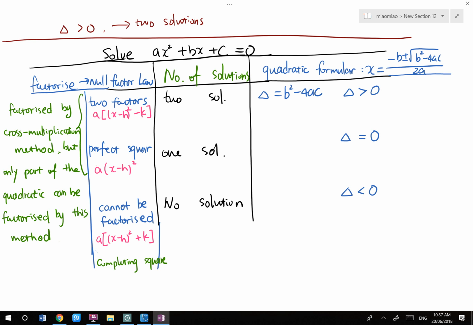I can't really say this quadratic cannot be solved or factorized by cross multiplication, therefore it cannot be factorized. I can't make this conclusion. I can just say the cross multiplication method can only deal with quadratics that can be factorized, and only part of those can be done by that method. So it's a very small proportion.